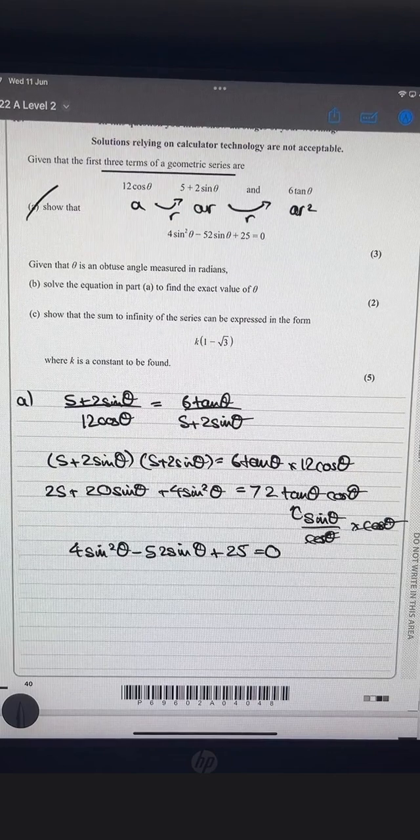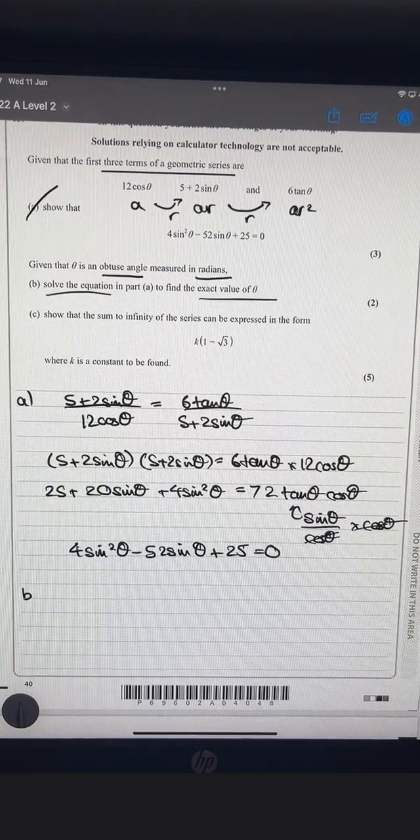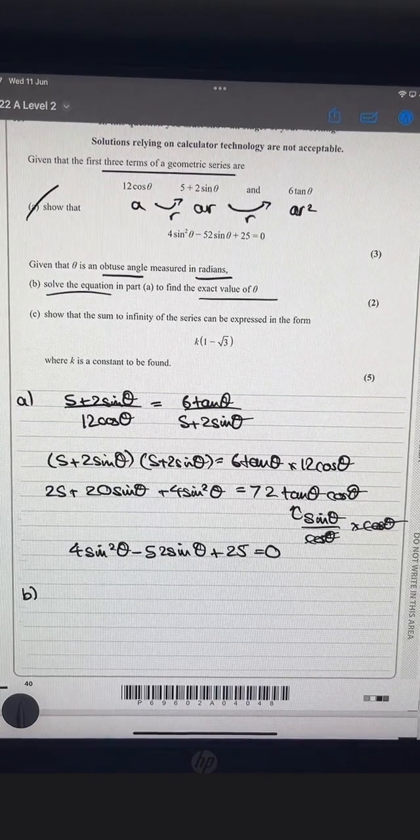Given that theta is an obtuse angle measured in radians, so make sure your calculator is in radians. Solve the equation, find the exact value of theta. 2 marks. Okay, not bad. So all I have to do is solve this quadratic. The good thing about our calculators is we just need to go into alpha mode, then find the polynomial solver and just put it in. So that's 4, minus 52, 25. Then I just get that sine theta is equal to 25 over 2 or a half.